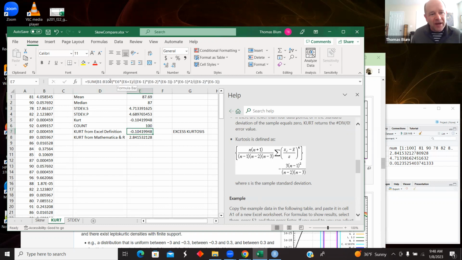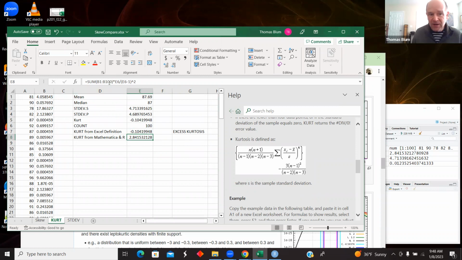So then I am doing all of this n plus 1, n minus 1, n minus 2, n minus 3 stuff here with E6, because that's my number of points. And I did duplicate up here, which was just Kurt. So this is indeed their definition. It is not what we're going to see in, say, R or Mathematica.